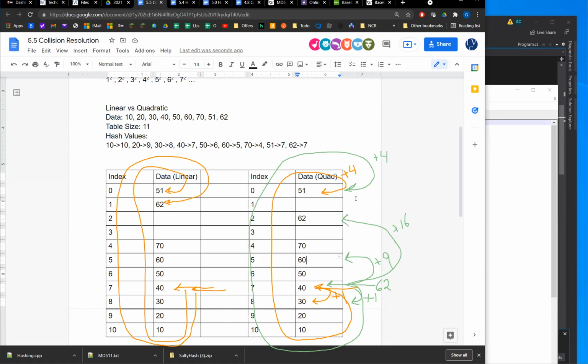Whenever we encounter a situation where lots of values end up in the same cell, like we had here with position 7, what we start to get is a little bit of clustering.